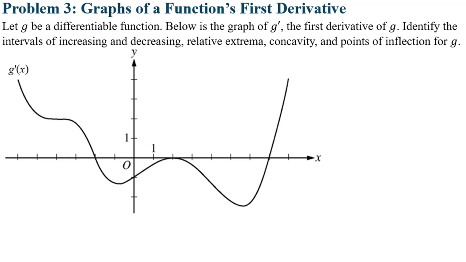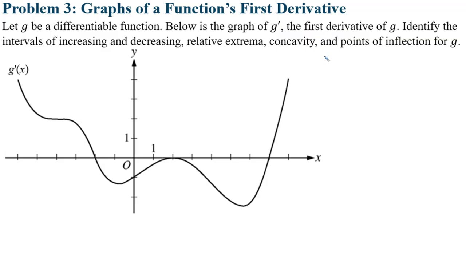Okay, next up, let's look at the graph of a derivative. So let g be a differentiable function. So we have some function g. And below is the graph of g prime, the first derivative of g. So this graph here is not g, it's the derivative of g. And we want to use this graph, what we know about g prime, to identify the intervals of increasing, decreasing, extrema, concavity, and points of inflection for g. Okay, let's go ahead and do that.